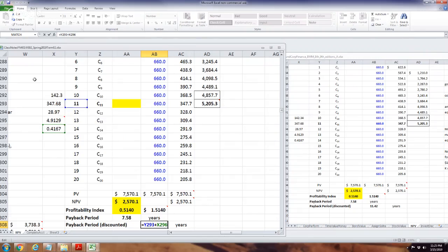But let's make sure we understand where all these numbers are coming from, why we did what we did here. This 142, you're at the end of the 10th year, you're at 4,857. You want to get to 5,000 for your payback. So how far away are you? You're $142 away. That's what this means.